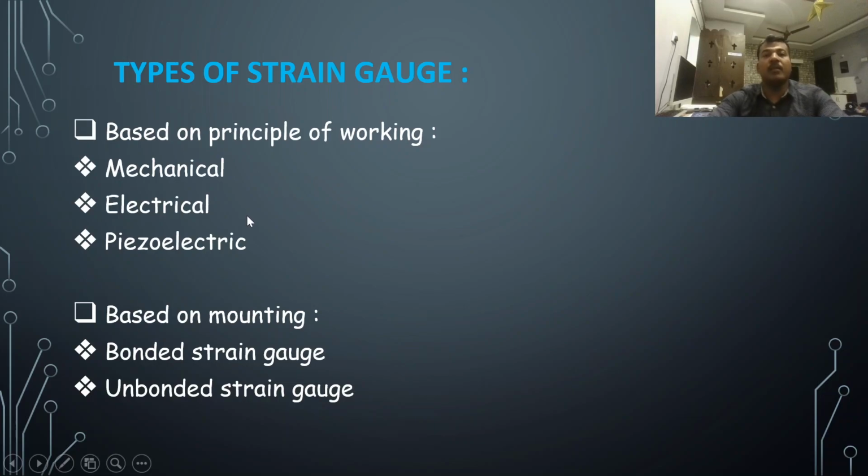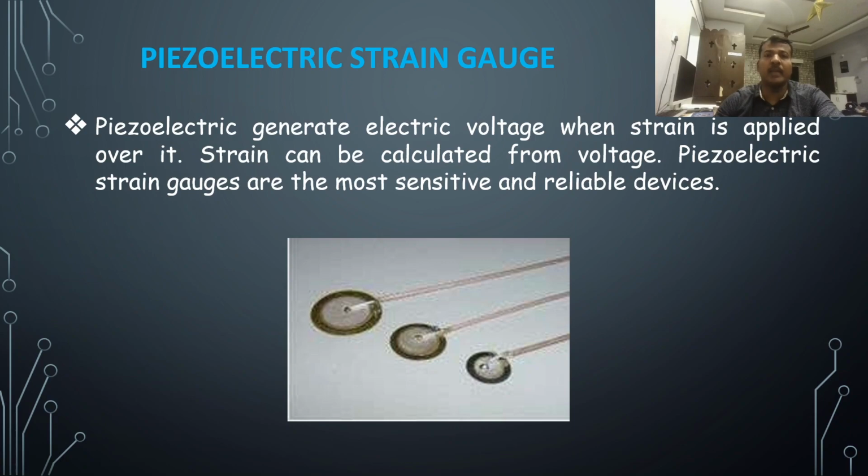Based on the gauge factor principle, the strain gauge is basically divided into three: the mechanical strain gauge, the electrical strain gauge, and the piezoelectric strain gauge. Based on the mounting, how we are placing it, it is divided into the bonded strain gauge and the unbonded strain gauge. Here we are going to see about bonded and unbonded.